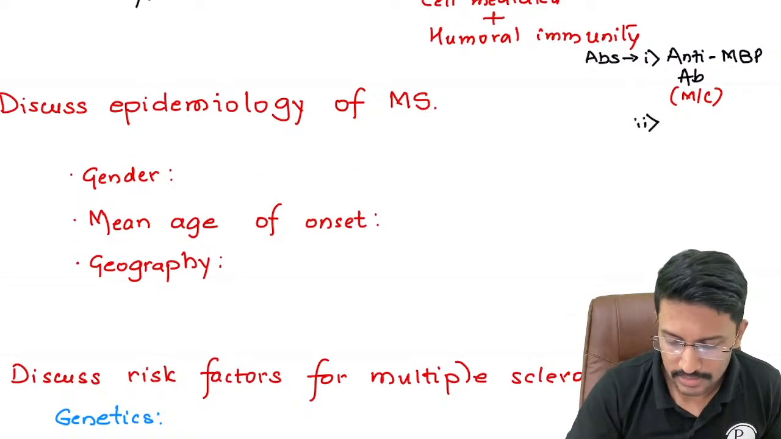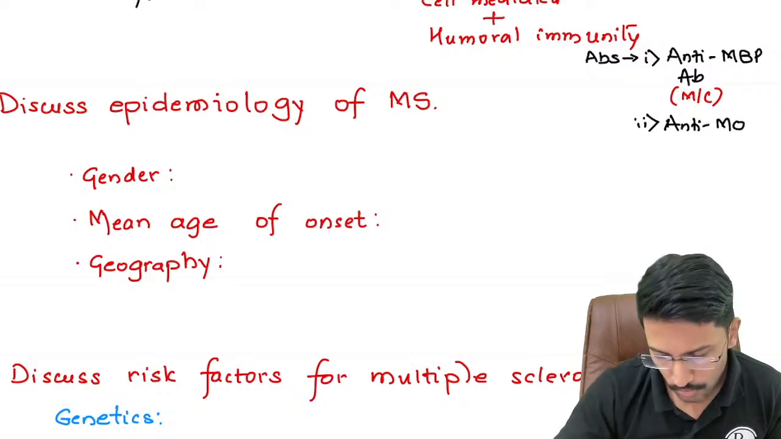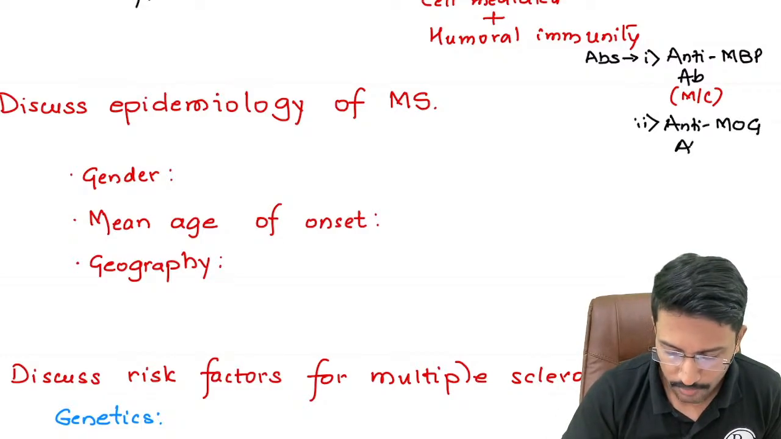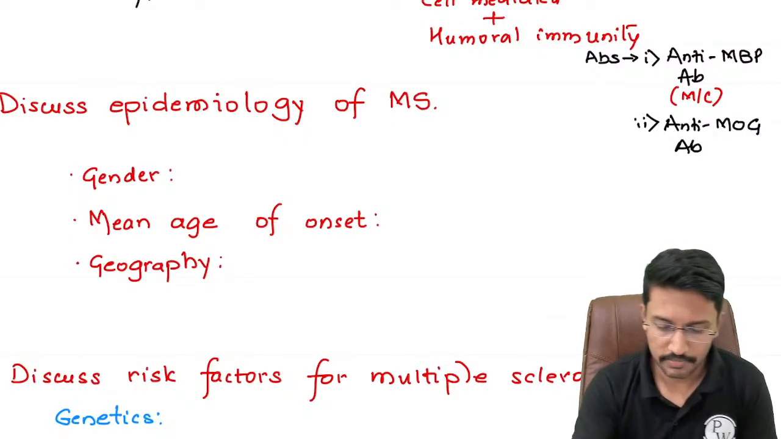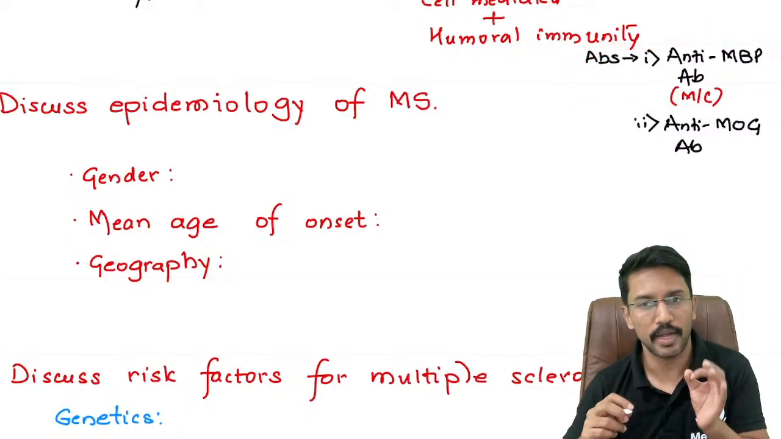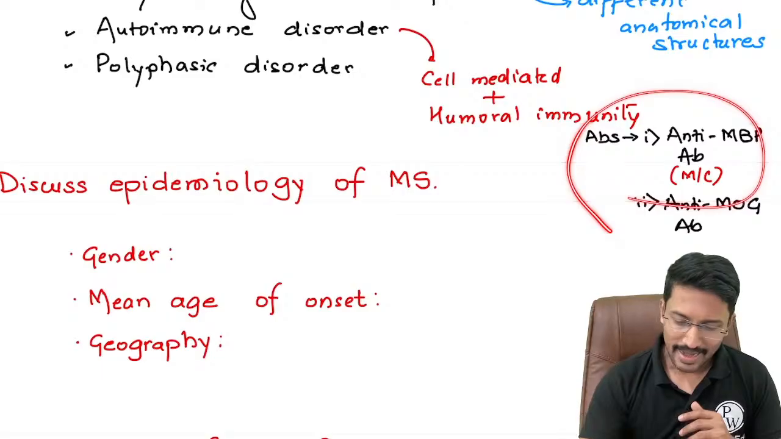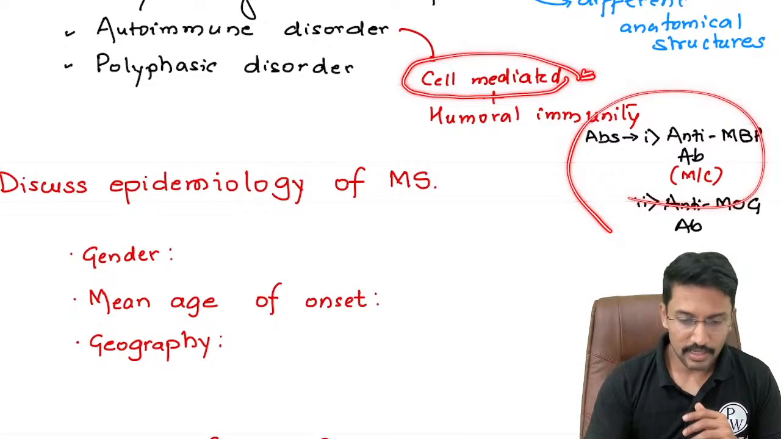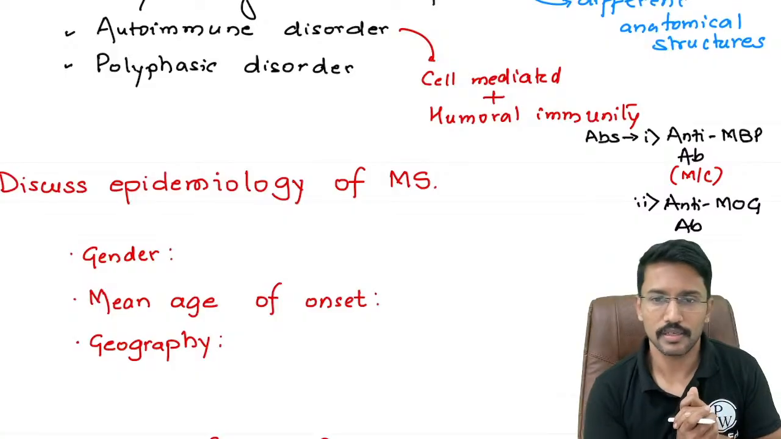Another antibody that we can see is anti-myelin oligodendrocyte glycoprotein antibody, or anti-MOG antibody, right? These are the two common antibodies that we see. If they ask you in an MCQ, what is the most common antibody? The most common antibody is anti-myelin basic protein antibody. So these antibodies and your T lymphocytes, both of them are causing damage to the myelin sheath. That is why we end up losing myelin.